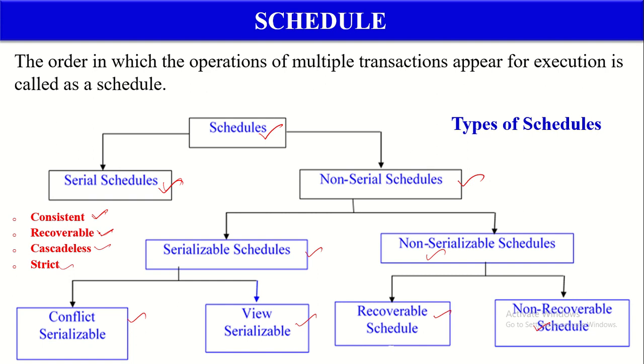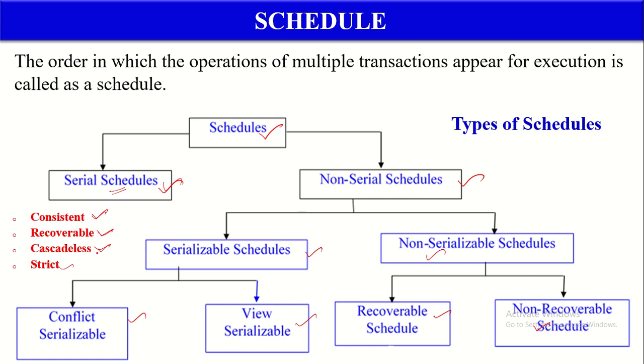And recoverable: serial schedules are always recoverable. The meaning of this is that during the execution of the schedule, if any transaction fails due to a hardware or software issue, it has to be rolled back to the previous consistent state. So if it can be rolled back, then this schedule is known as a recoverable schedule, and serial schedules are always recoverable.